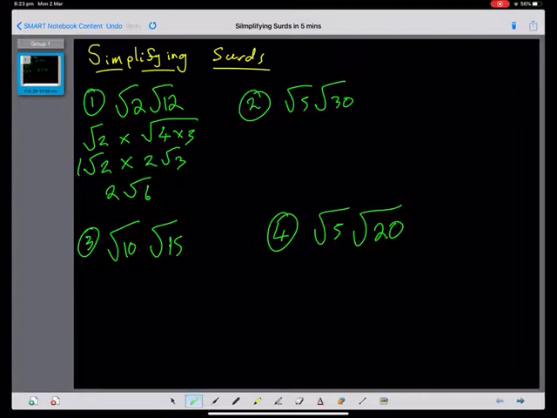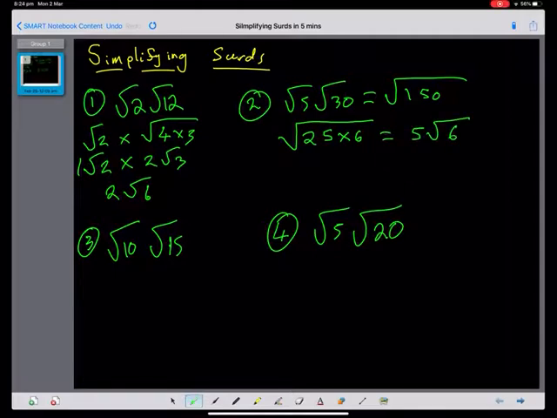Okay, so let's have a look at root 5 multiplied by root 30. We can't simplify root 30, so we're going to do root 150, then we can do root 25 multiplied by 6, and hopefully you can recognize that is 5 root 6. Okay, so the same goes here. That just gives root 150, and from question number 2 we can see that is 5 root 6.